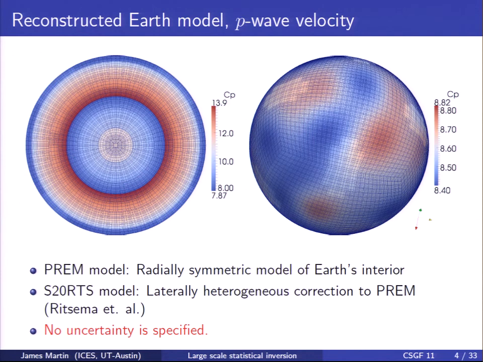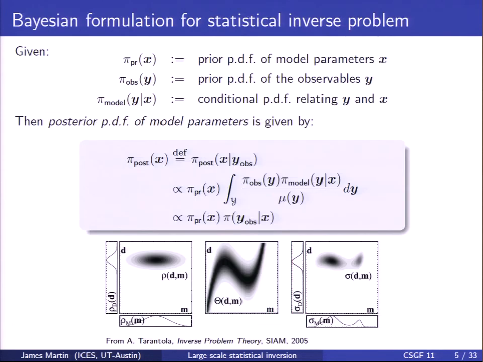On the right is a slightly improved model called S20RTS by Ritsema et al., which is a laterally heterogeneous correction to PREM. The thing I really want to emphasize here is that in both of these, no uncertainty is specified. And this may not be so much of a problem if there weren't other competing models with, again, no uncertainty specified. It's really difficult to get any kind of indication, even from the people who came up with the models, where the uncertainty is, what magnitude it is, what you should believe, what you shouldn't. So we're trying to come up with a method that can actually handle this.